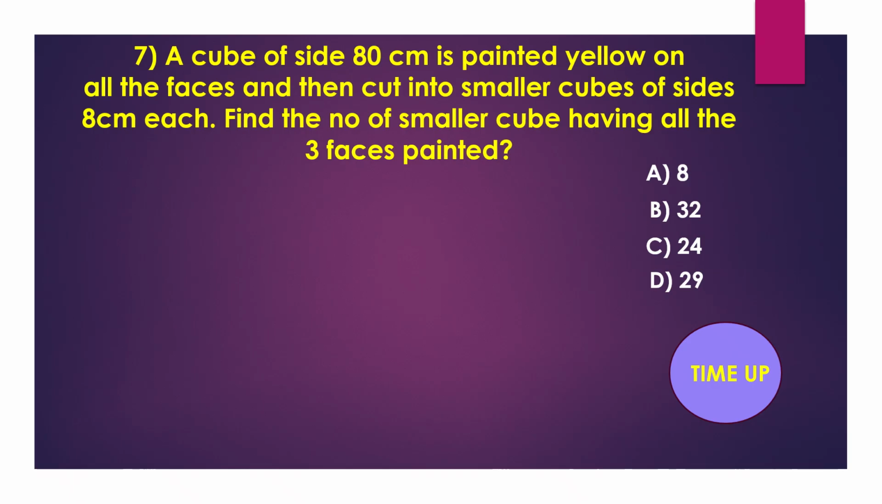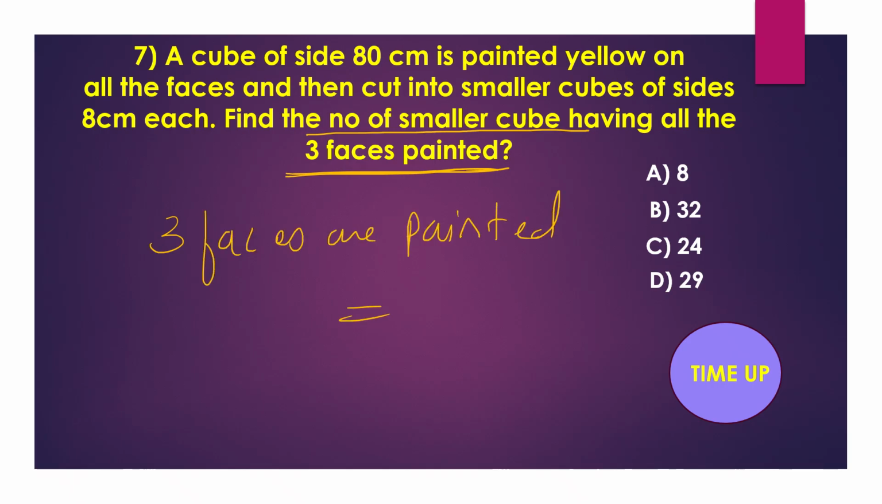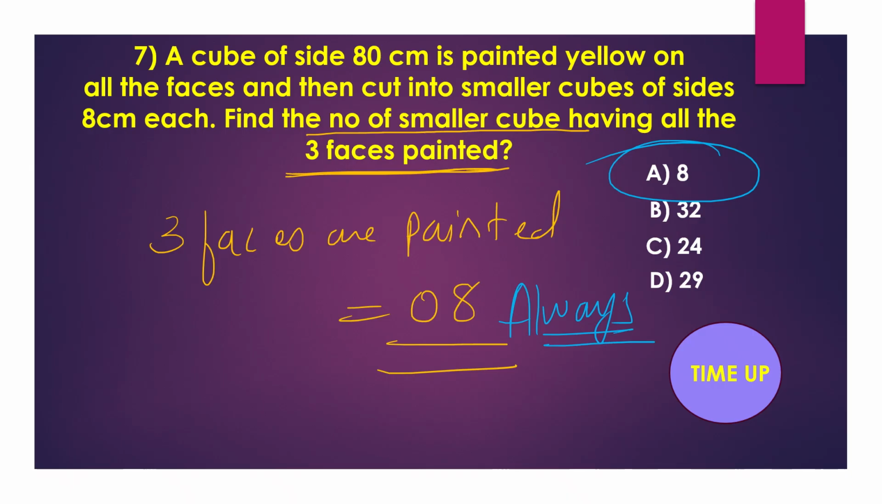So do you think you need to solve this? Because they have said find the number of smaller cubes where three faces are painted. So when three faces are painted of a cube, directly the answer is what? 8. So correct answer is 8. Directly you have to mark 8 as the answer. That's it. When three faces are painted of a cube, answer will be 8 always.